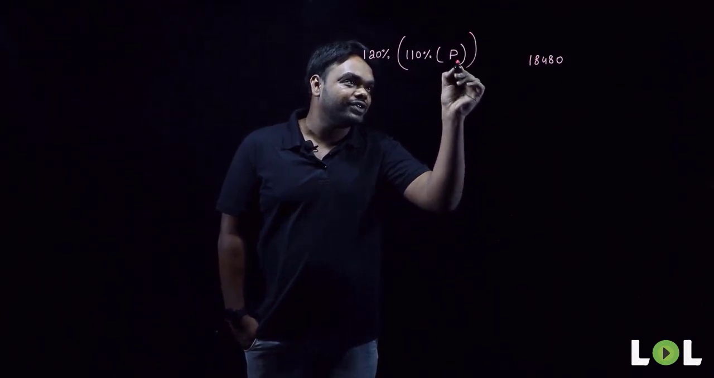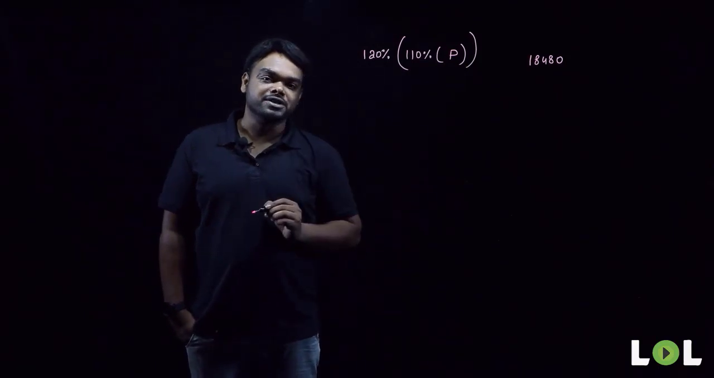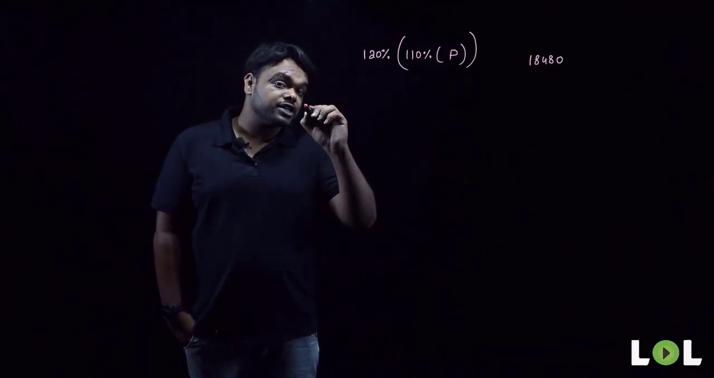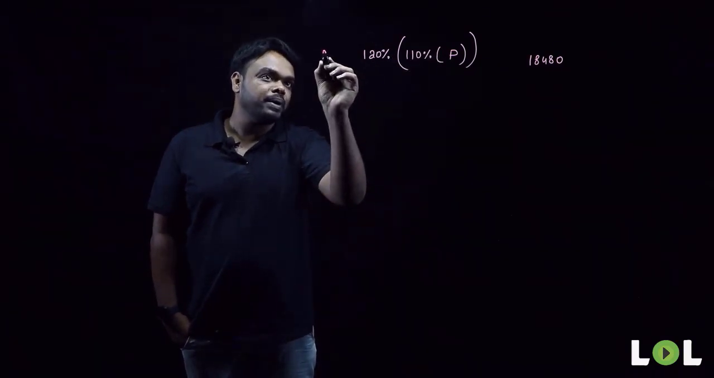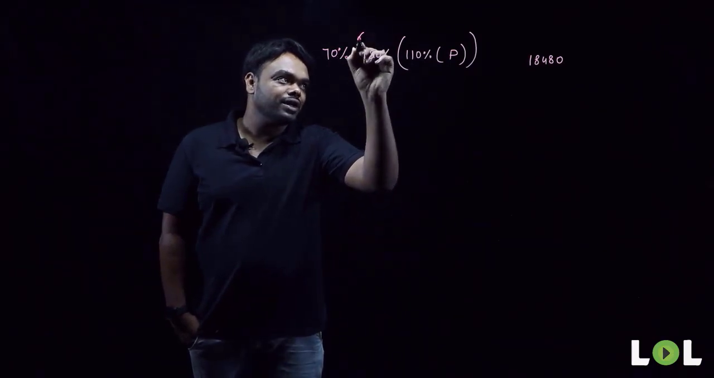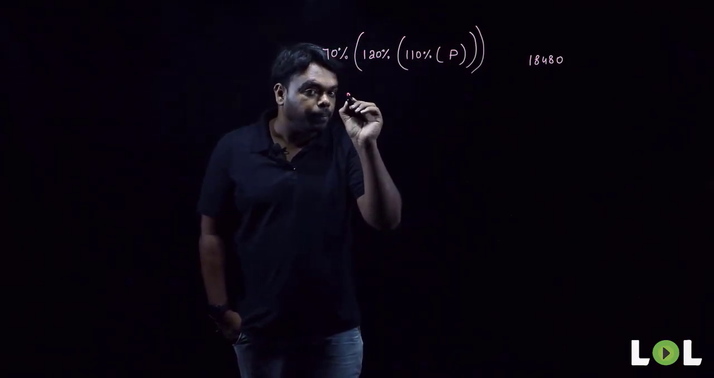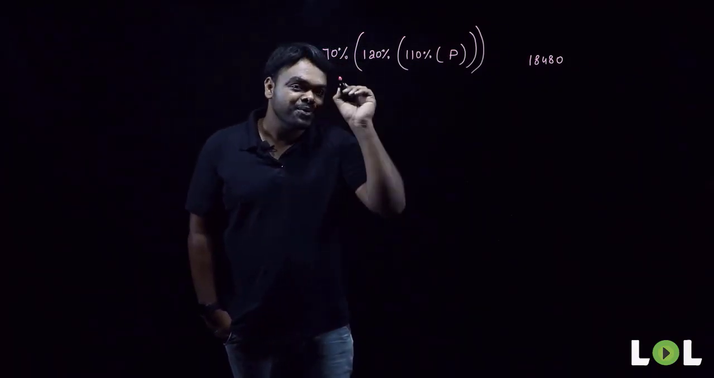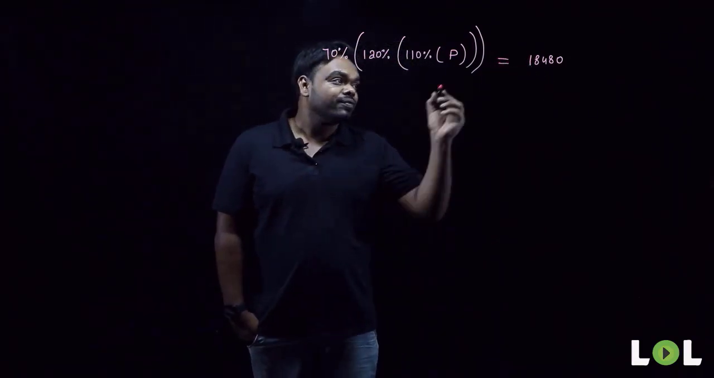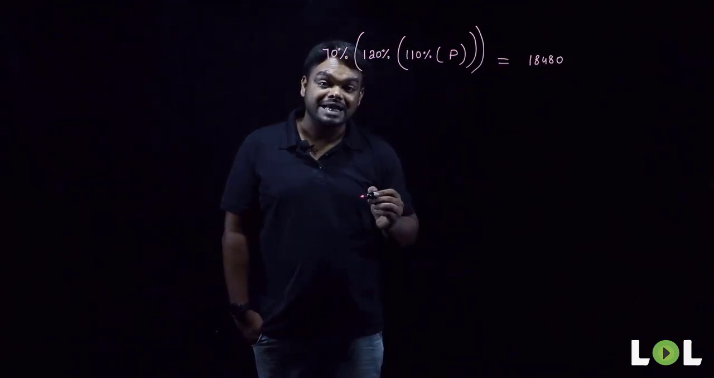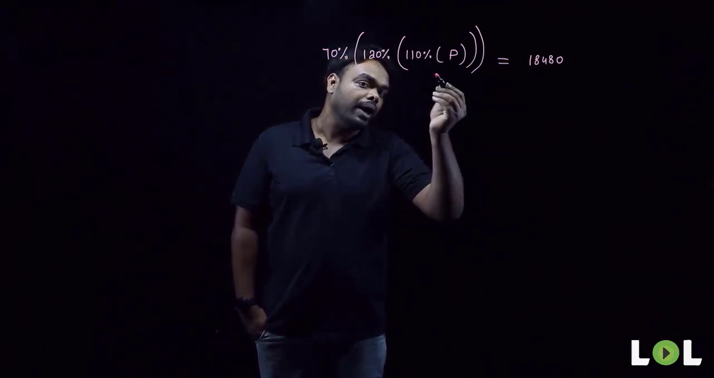120% of this population. Again, in the third year, the population decreases by 30%. It means the population after 3 years should be 30% less than this population, so it becomes 70% of this overall population. Now, if you observe, this entire value represents the population of the town after 3 years, which must be equal to 18,480, because according to the question, this is the population after 3 years. Both are the same, so we have to equate both the populations.